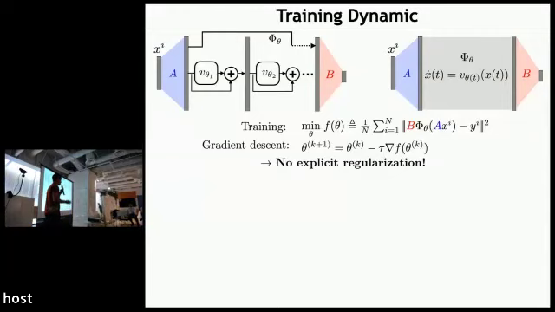Implicit bias means the proof techniques should capture what's happening during the optimization, and should not rely on you putting an explicit regularizer anywhere. So here, a very important feature is purely no regularization.